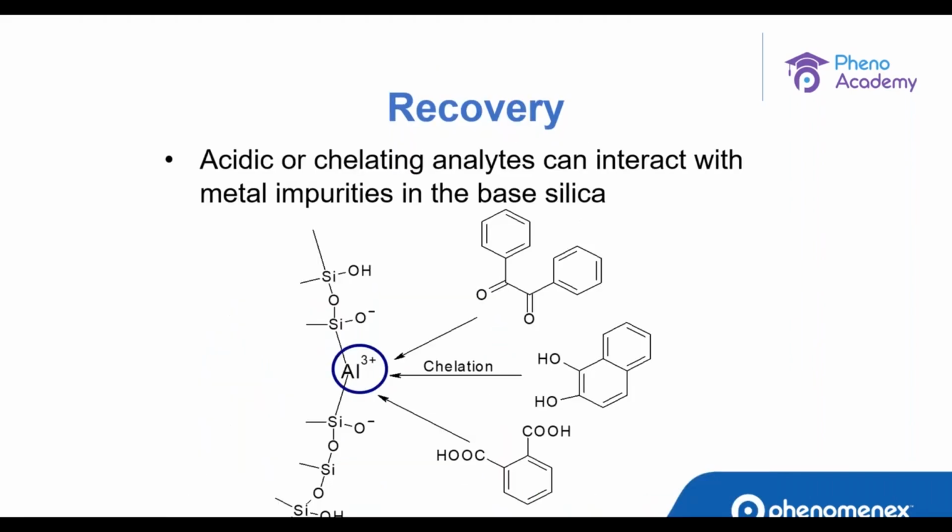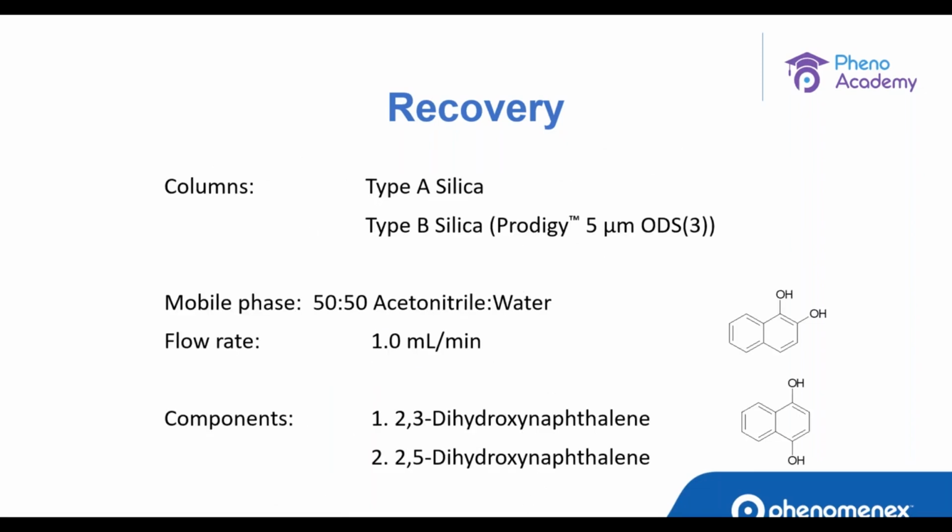Most of the old silica particles, such as type A silica, have metal impurity. Those metal impurities cause the chelation. Analyte can interact with the metal impurity in the basic silica. This slide is showing the difference between a type A silica column and a type B silica column in acid compound analysis.